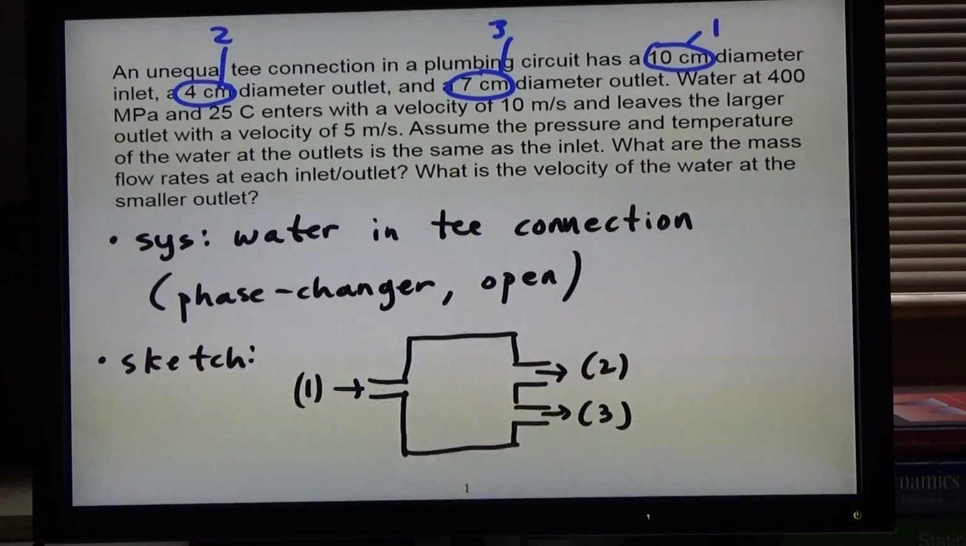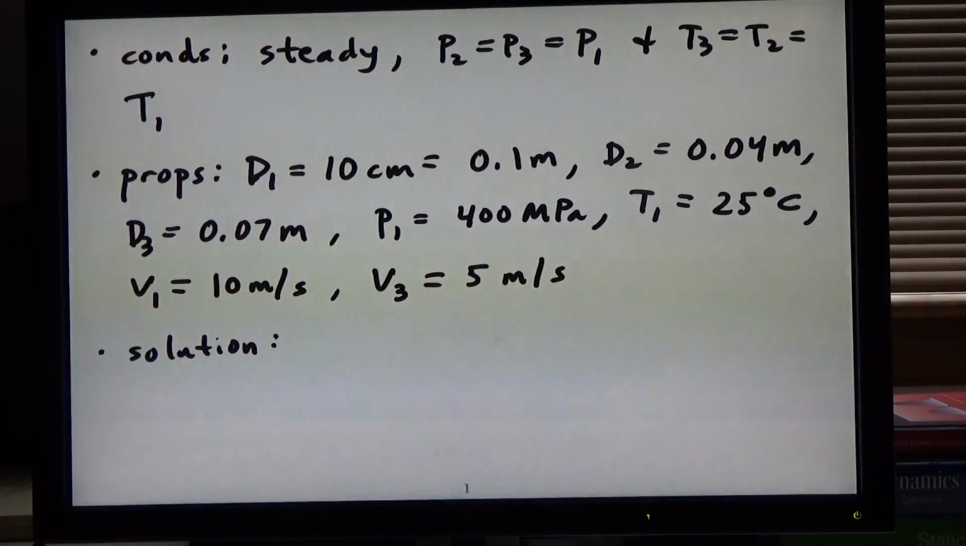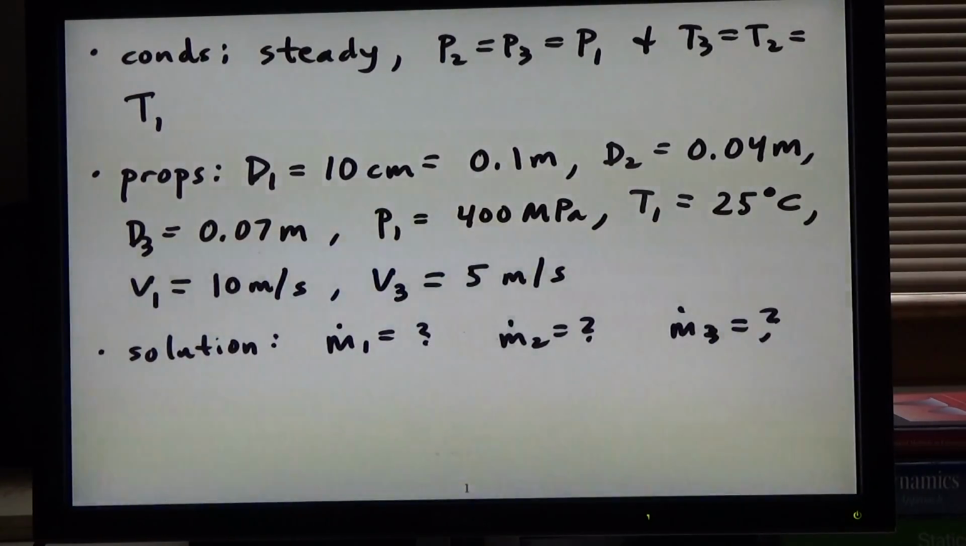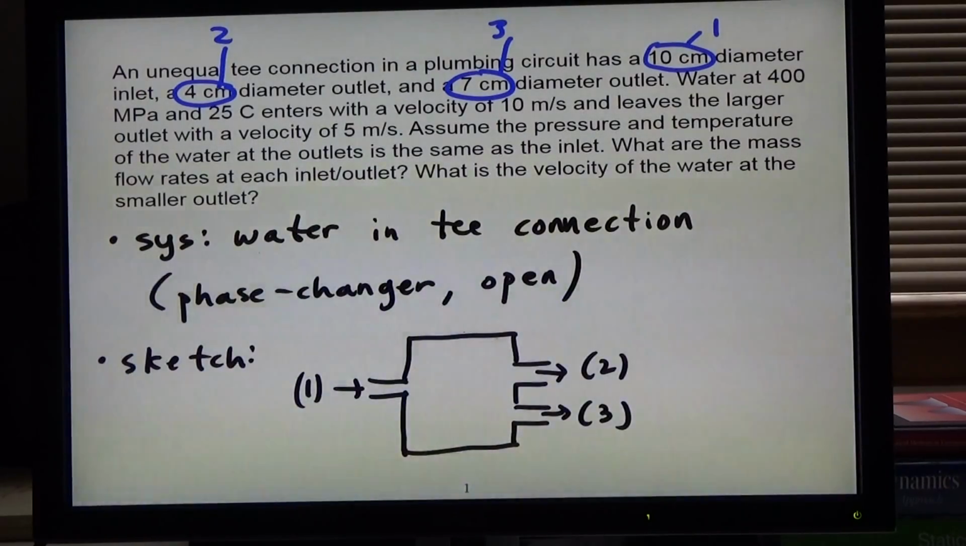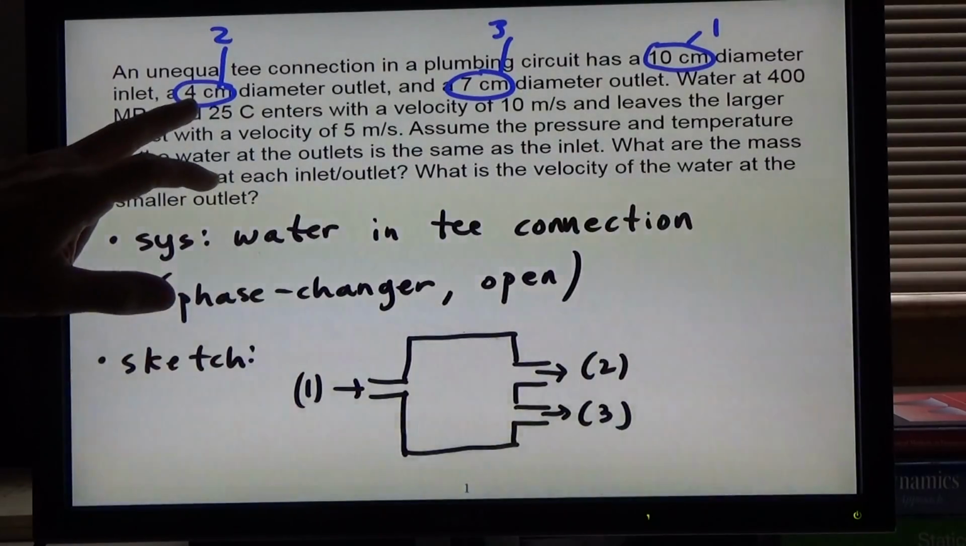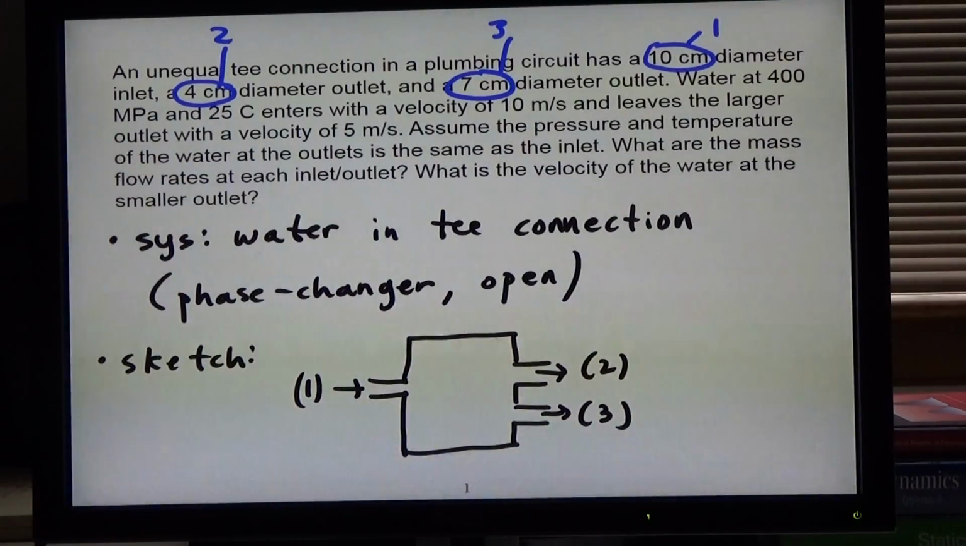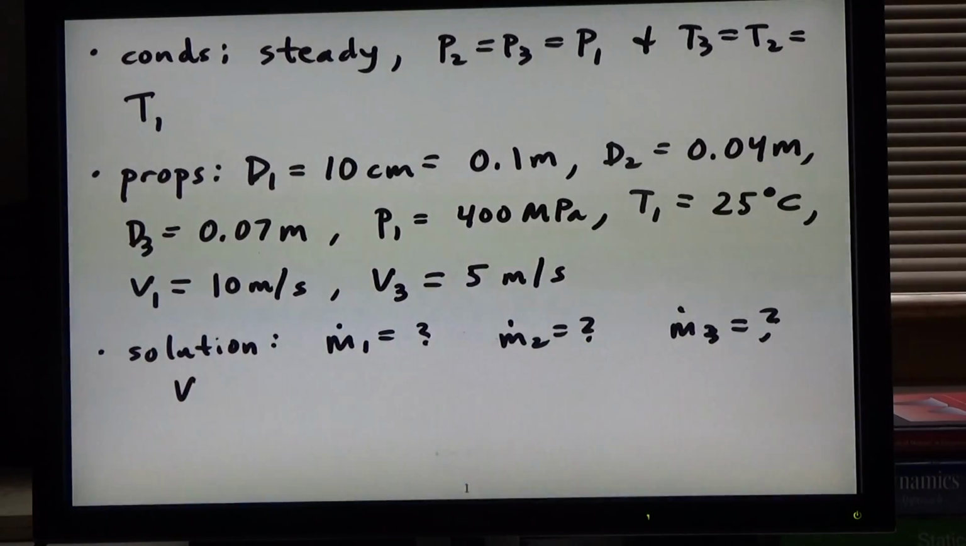So what is the question asking us to solve for? It says what are the mass flow rates at each of the inlets and outlets. So we're looking for mass flow rate at inlet 1, mass flow rate at outlet 2, and mass flow rate at outlet 3. What are those values? Also, it's asking us to find what is the velocity of the water at the smaller outlet, that would be outlet number 2. So we're solving for 4 things: mass flow rates at each of the inlets and outlets, and the velocity at outlet number 2.